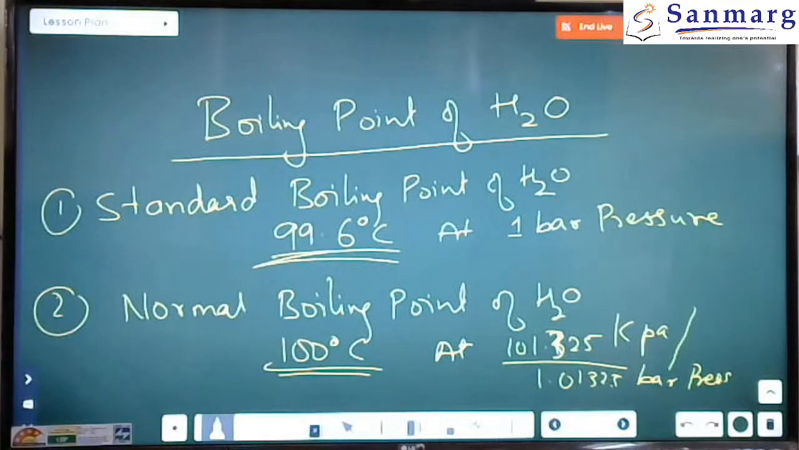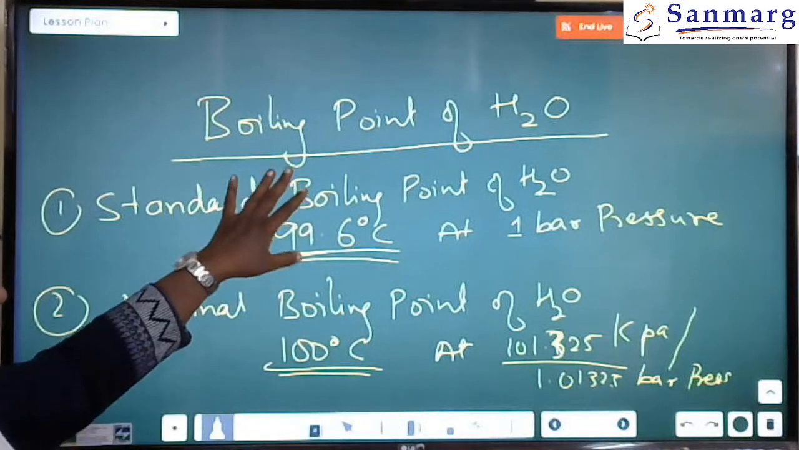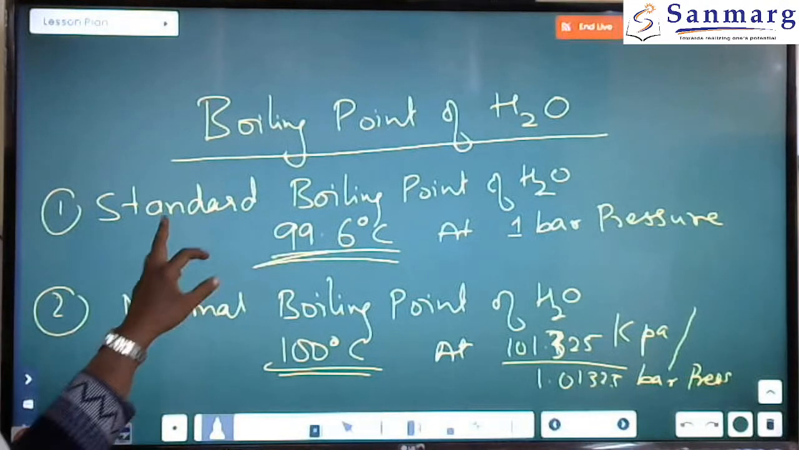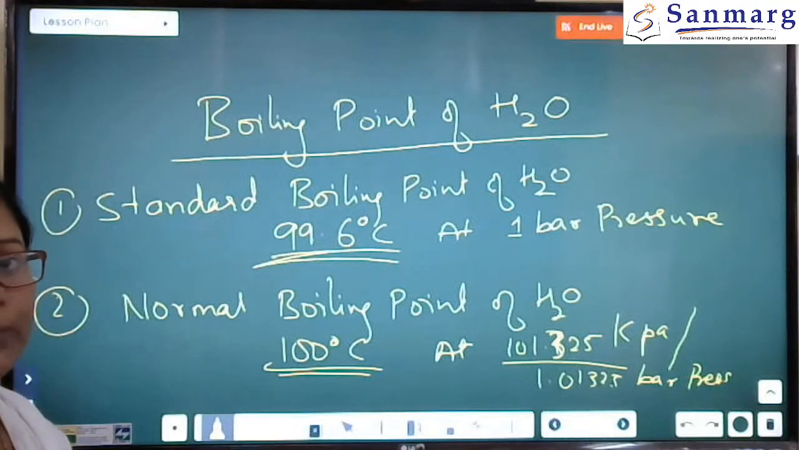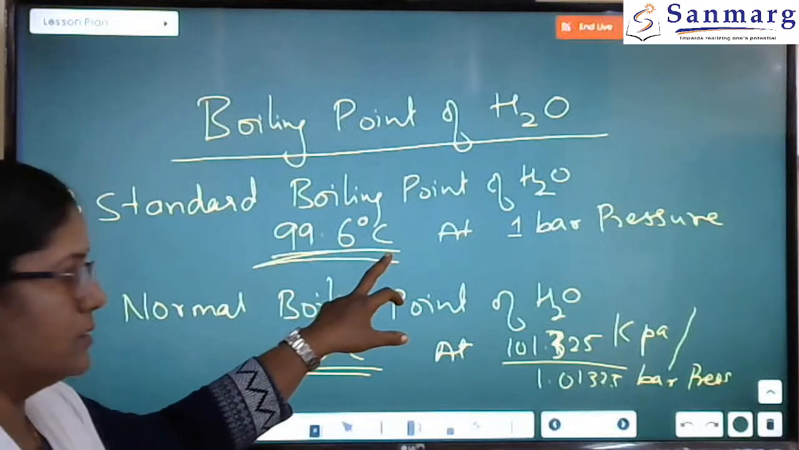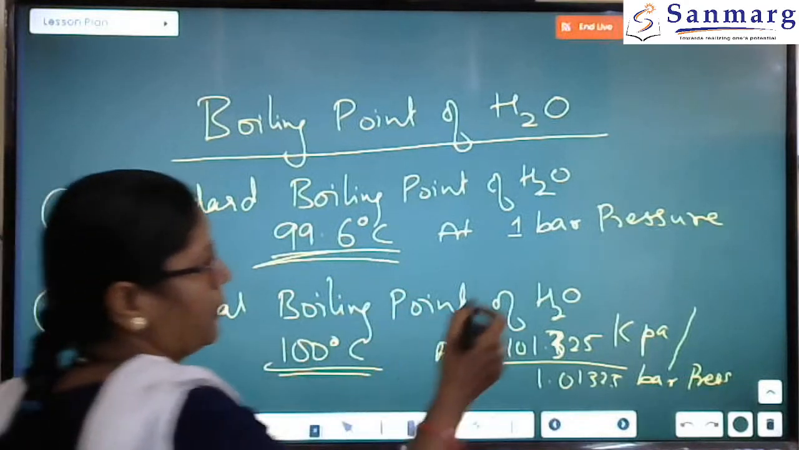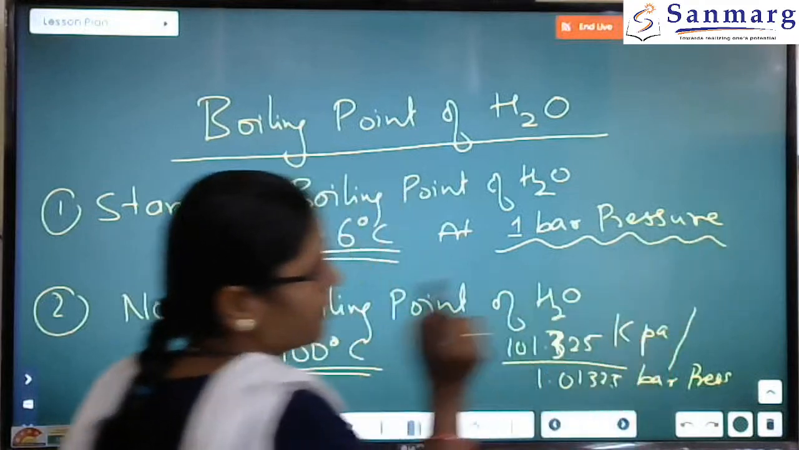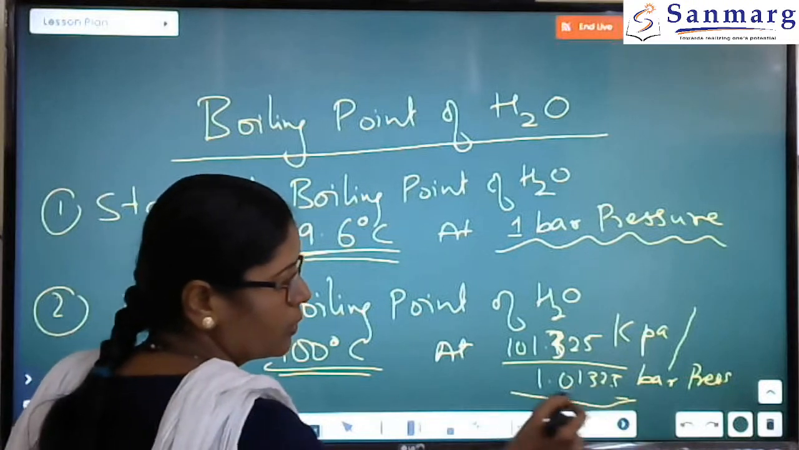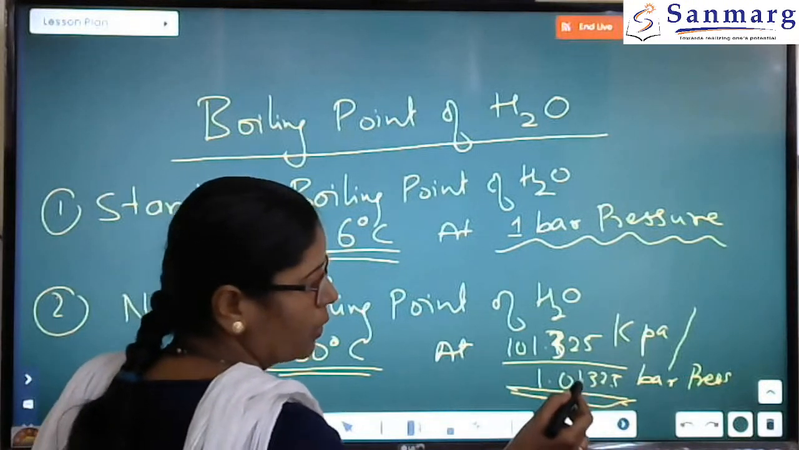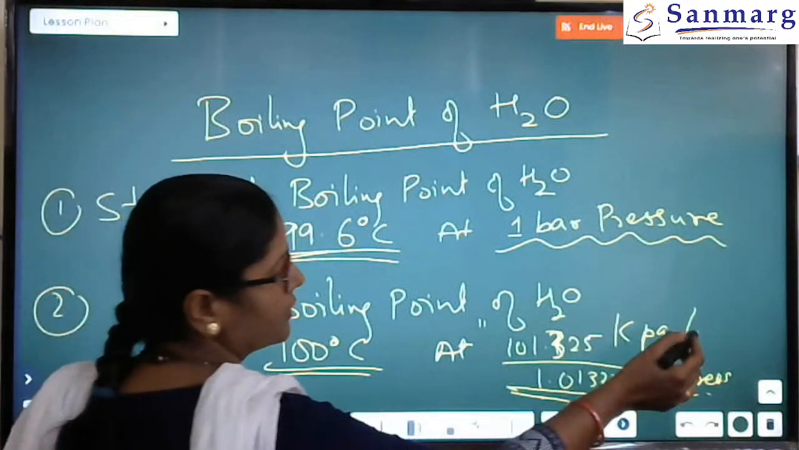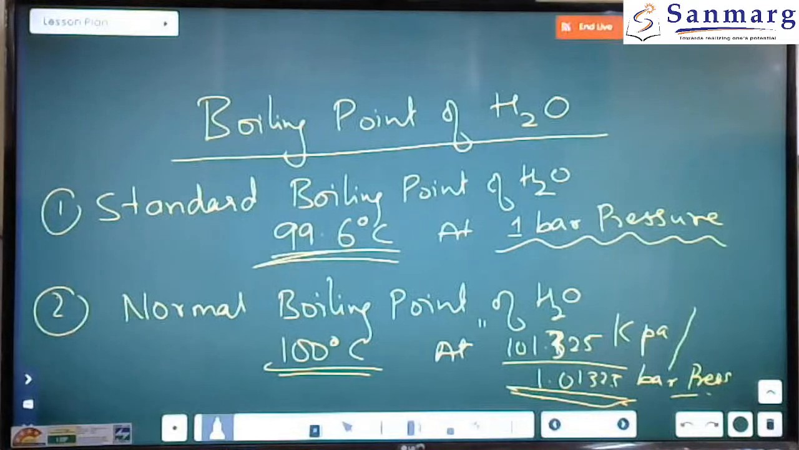Okay. See here, boiling point of water. There are two types of boiling point of water: one is the standard boiling point and the other is the normal boiling point. Standard boiling point of water is 99.6 degrees Celsius at 1 bar pressure. Normal boiling point is 100 degrees Celsius at a pressure of 1.01325 bar, or 101.325 kilopascal.